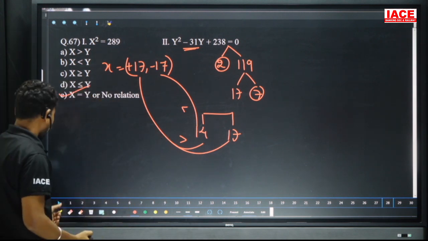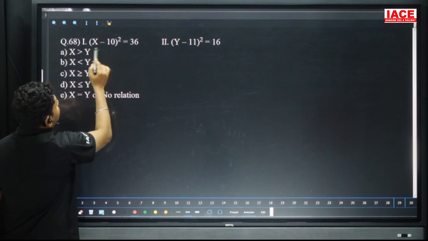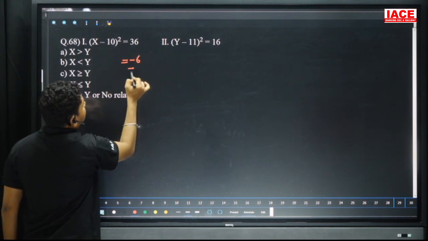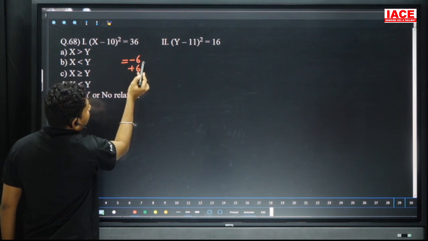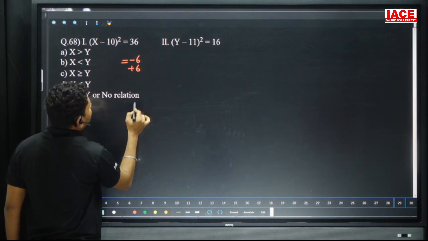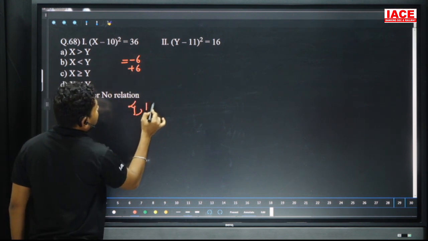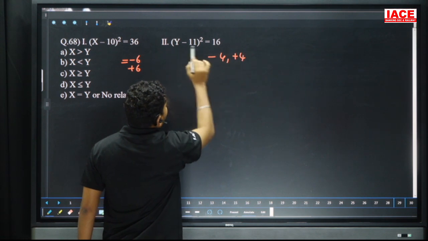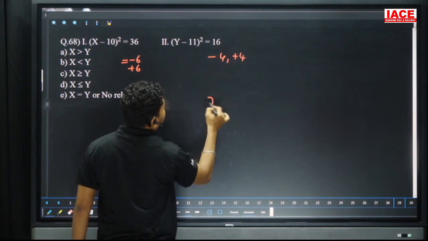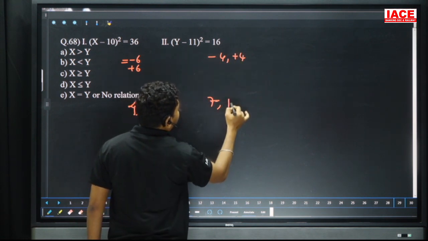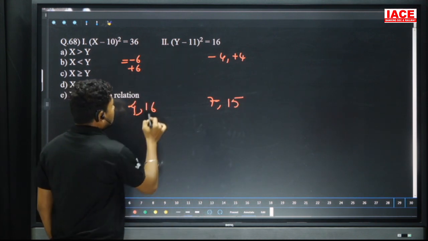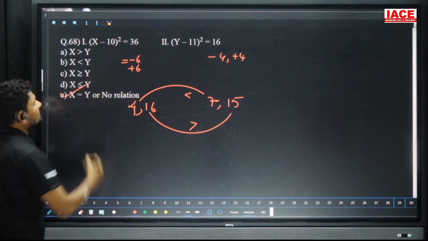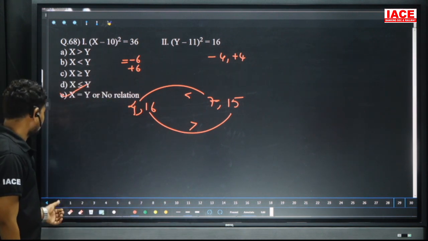One less than, one greater than means the relation is what? No relation. Next, x minus 10 whole square is equal to 36. Square root will be applied, you will get minus 6, plus 6, and minus 10 will be coming to here, minus 6 plus 10 which is equal to 4, plus 6 plus 10, it is becoming 16. And as it is here also, square root will be applied, you will get minus 4 comma plus 4. 11 will be coming, 11 minus 4 is equal to 7, and 11 plus 4 is equal to 15. Now compare it here. So 16 to 15, 16 is bigger, 4 to 7, 7 is bigger. One less than, one greater than means our relation is what? Cannot be determined for this question.